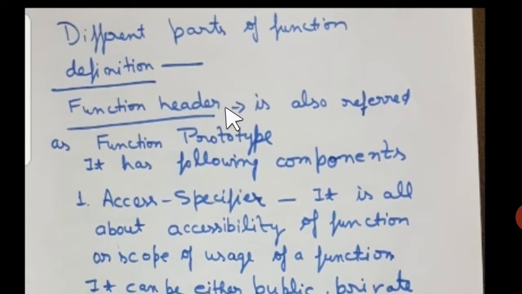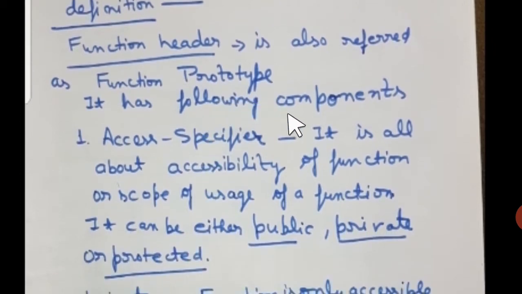So first is function header, then we'll discuss the function body. So function header is also referred to as function prototype. I've already told you that. It is following components. Access specifier, it is all about accessibility of the function or scope of usage of a function. It can be either public, private or protected.